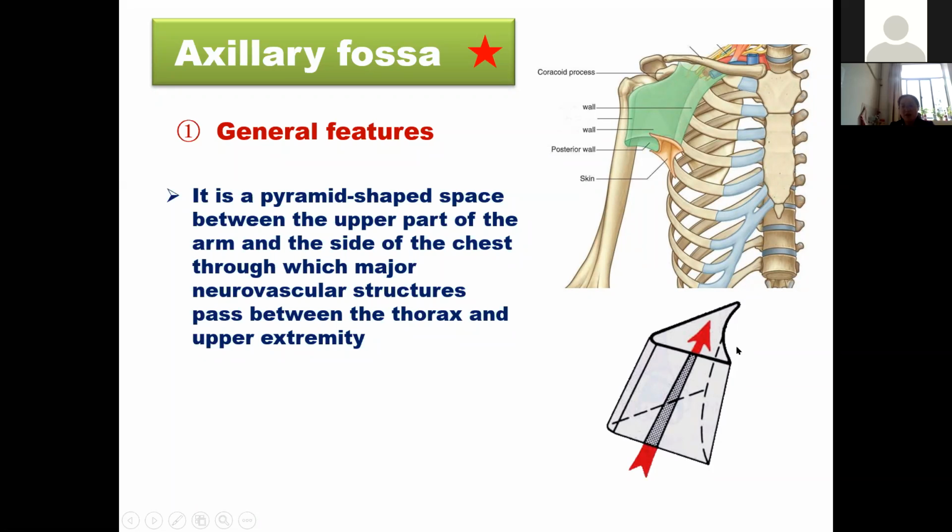Then for the walls, the medial wall is composed by the upper four ribs and the related muscles. The lateral wall is constituted by the humerus and corresponding muscles, and the anterior wall is composed by the pectoralis major and pectoralis minor muscles, and the posterior wall is composed by the subscapularis muscles. So this is for the general.